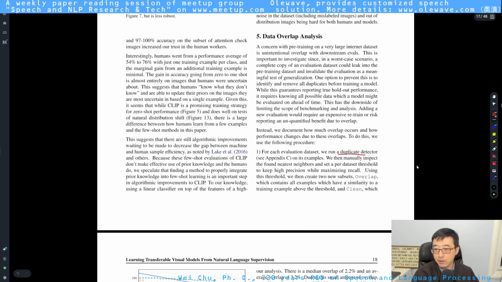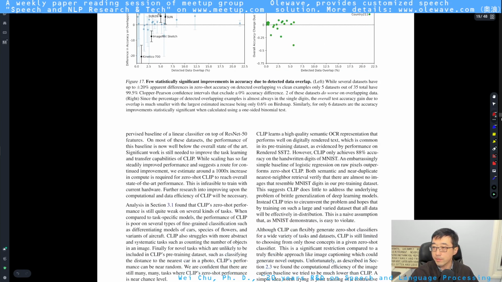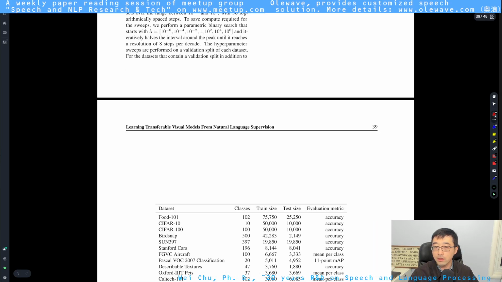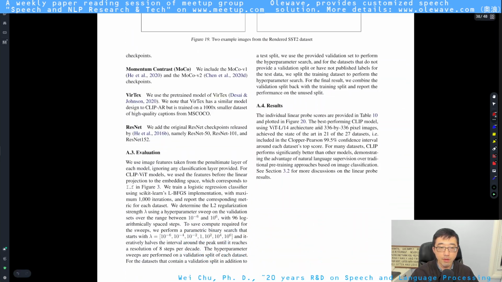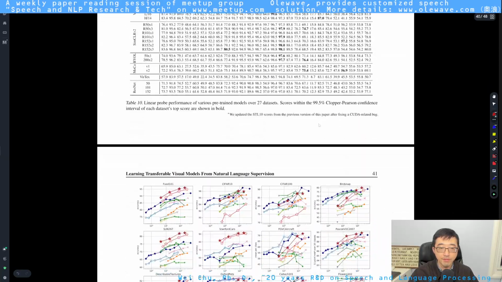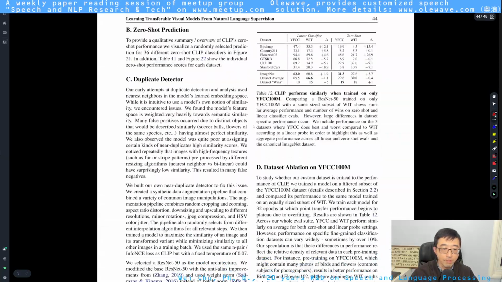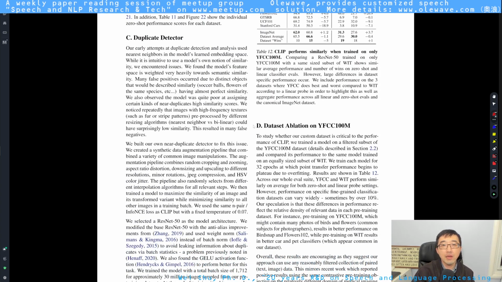run the duplicate detector. How does it work? Remember what page is this? Okay, this is page 17. Quickly jump to the last appendix. They build a duplicate detector. I think it's appendix C. It's a fairly straightforward, or I would call it a vanilla, duplicate detector. It just uses the nearest neighbors in the model's learned embedding space.